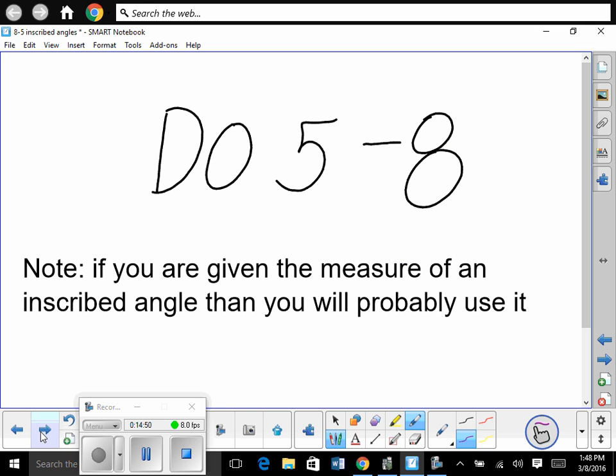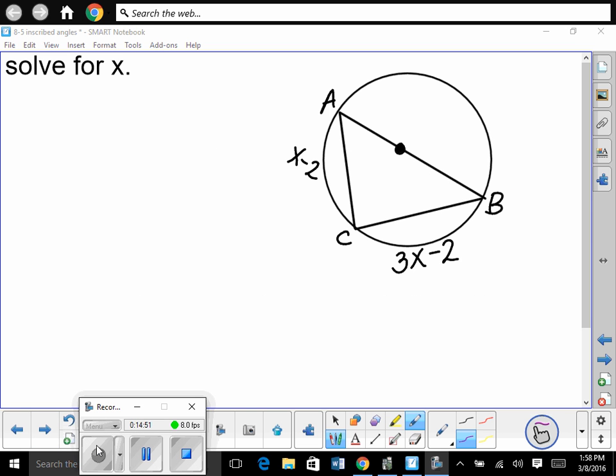Do 5 through 8. It says solve for x. Look at our picture. With something like this, don't we have to set up a true statement and solve for x? Yes. If we set up a true statement, as long as it's a true one, then you'll be solving for x correctly. Now there's so many different true statements.